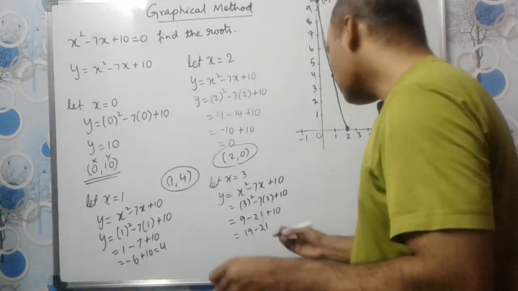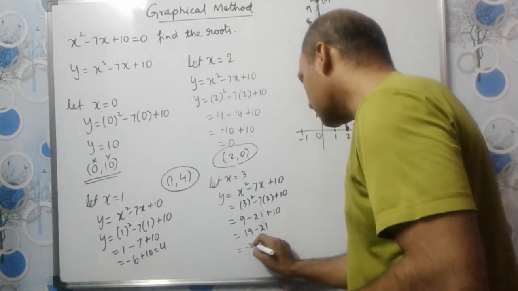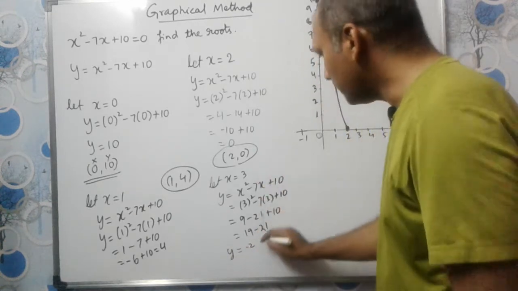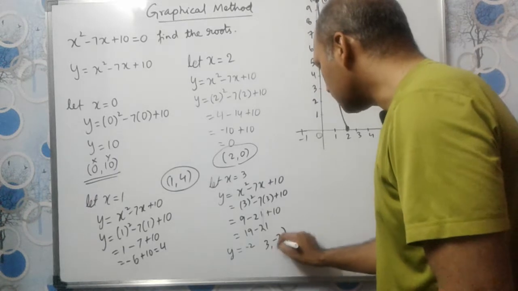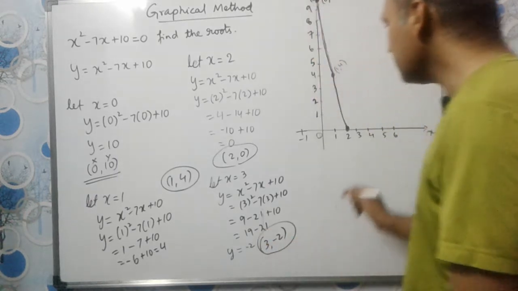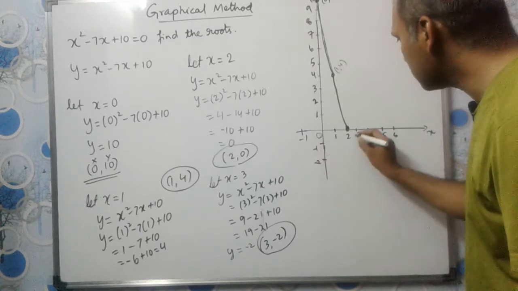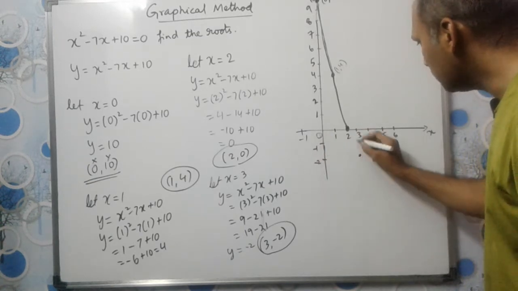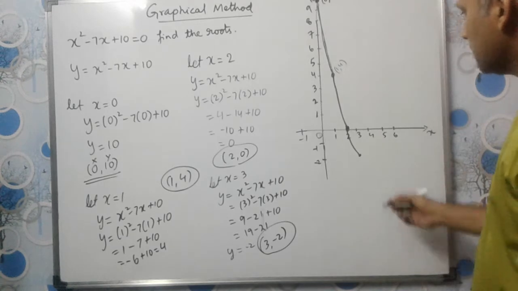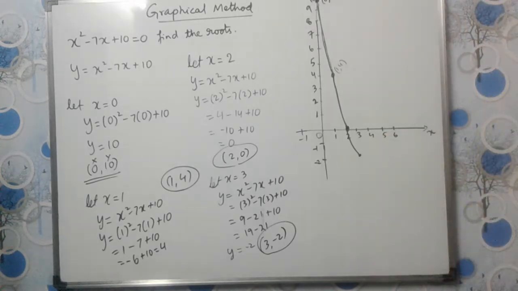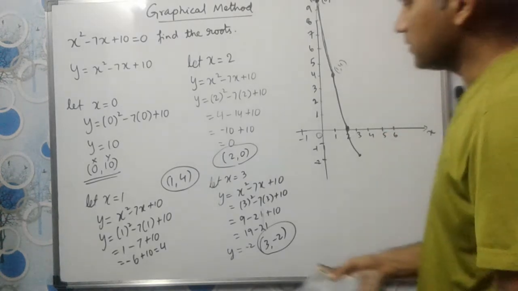Is equal to minus 2. Yes, minus 2. Good. So we have 3 comma minus 2. 3 comma minus 2 is the next point we need to plot. See, this is minus 1 here, this is minus 2. So 3 comma minus 2 will come somewhere here. Okay. Now let us take x is equal to 4 or x is equal to 5.